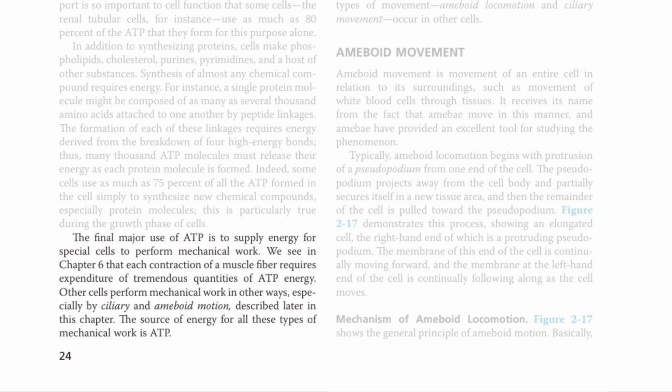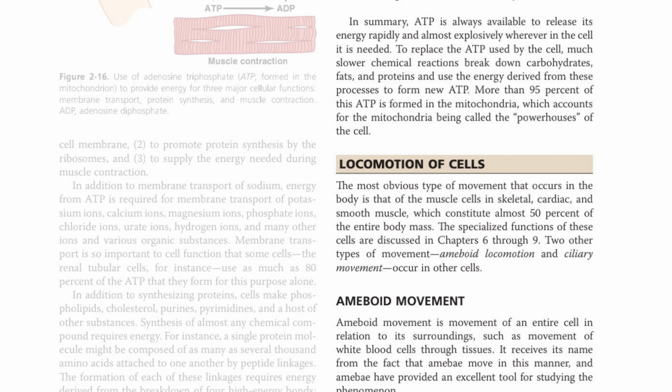Other cells perform mechanical work in other ways, especially by ciliary and amoeboid motion, described later in this chapter. The source of energy for all these types of mechanical work is ADP. In summary, ADP is always available to release its energy rapidly and almost explosively wherever in the cell it is needed. To replace the ADP used by the cell, much slower chemical reactions break down carbohydrates, fats, and proteins and use the energy derived from these processes to form new ADP.